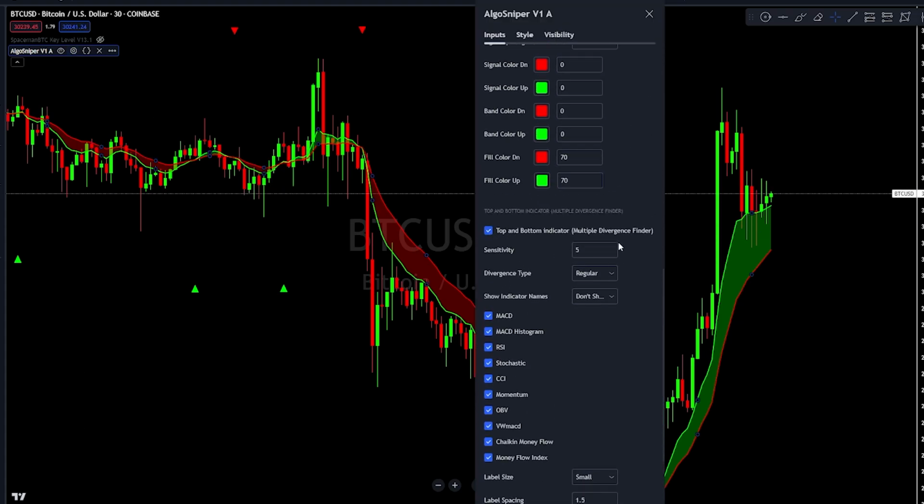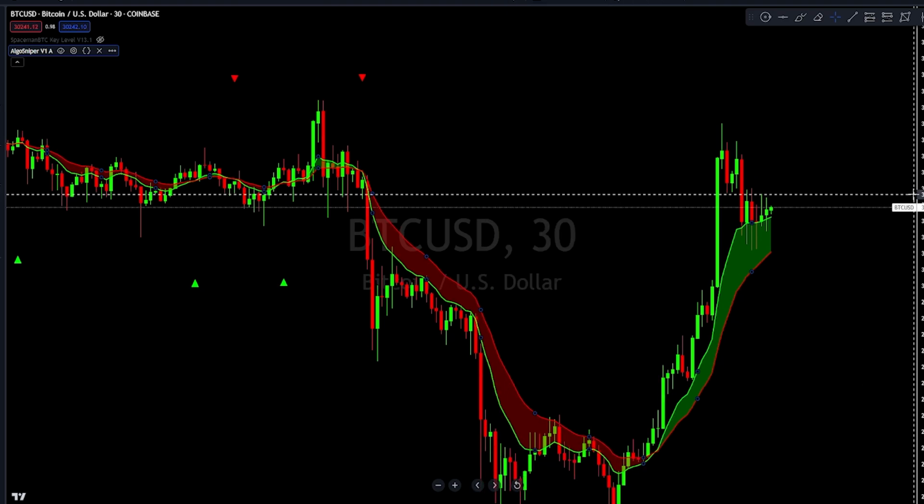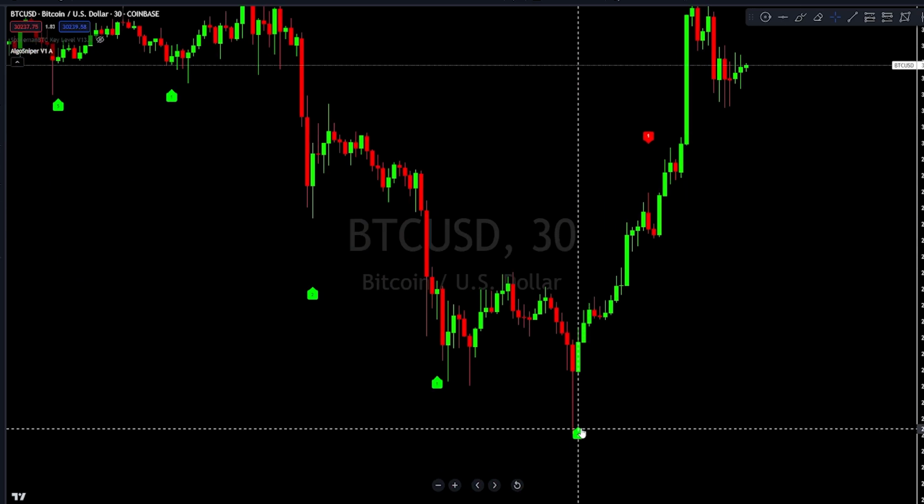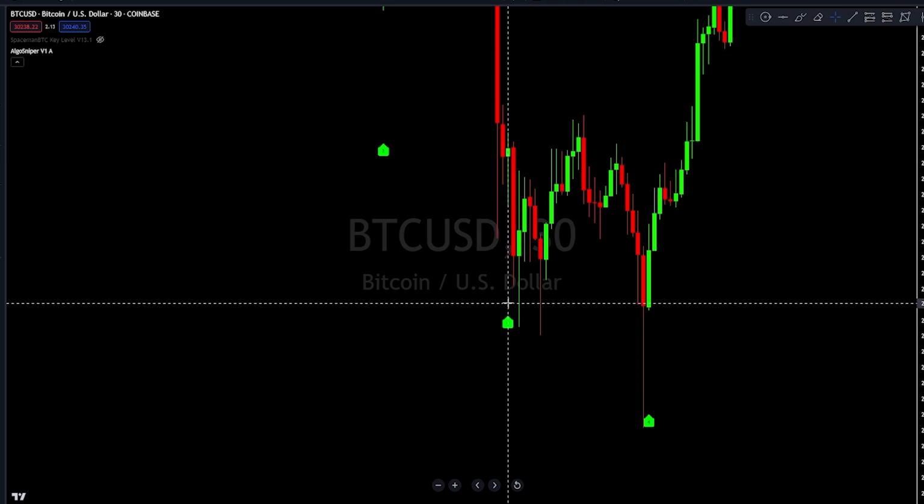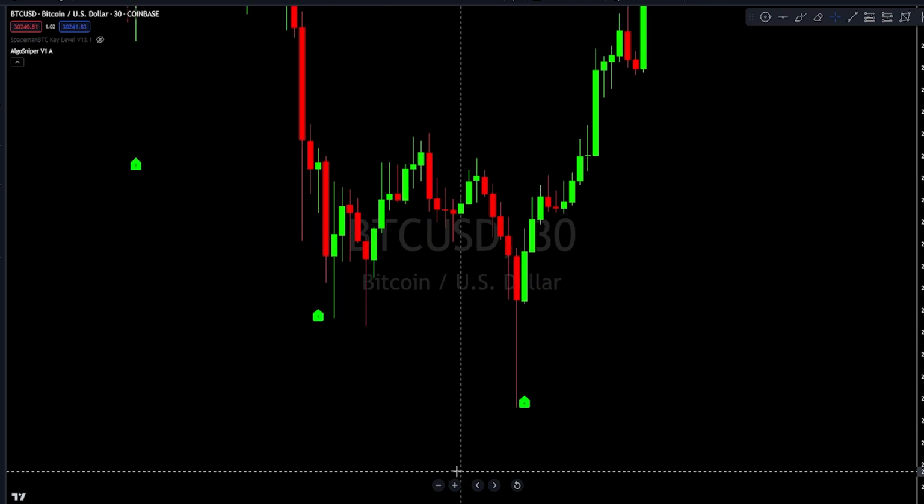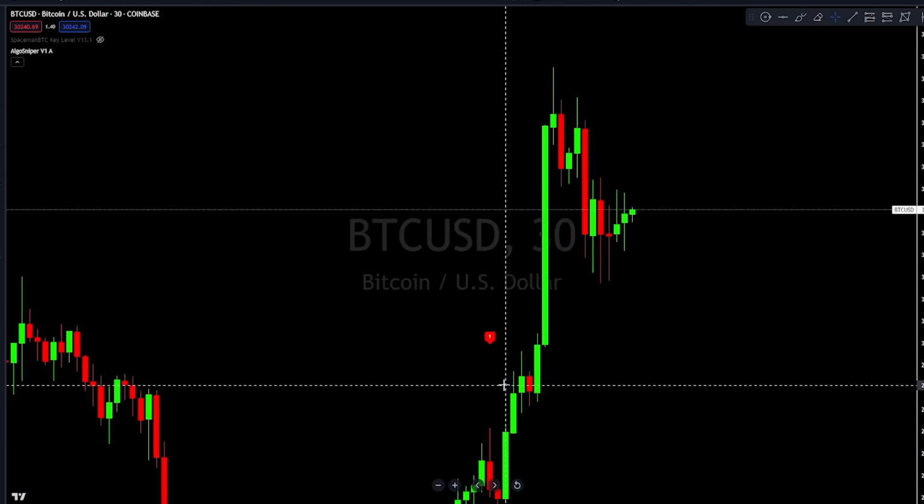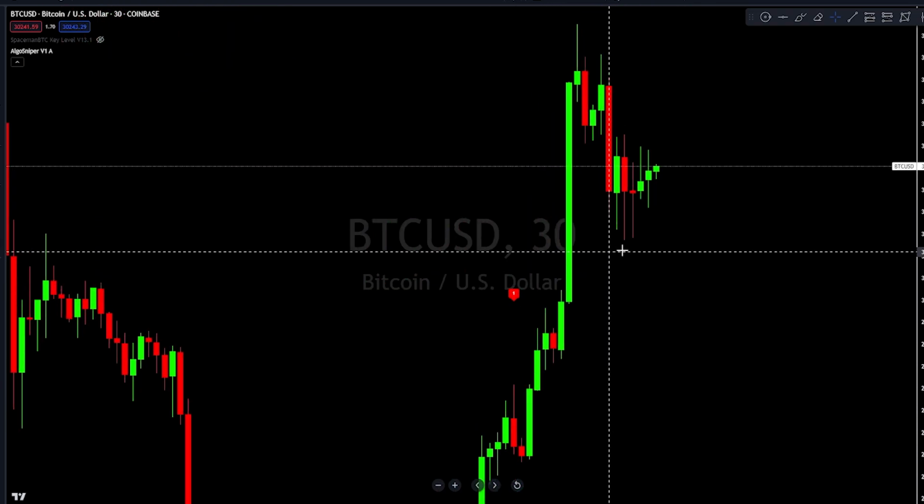Here's a top and bottom multi-divergence finder. This will show us bullish and bearish divergences in the price. Look at this. The higher the number, the more likely a reversal is about to take place. So look, we had a 4 here, 4 bullish divergences, and the price went all the way up. We had 1 here that popped up, and the price continued going up.